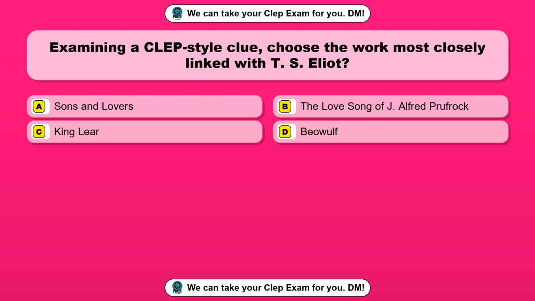Question 36. Examining a CLEP style clue, choose the work most closely linked with T.S. Eliot. Option A, Sons and Lovers. Option B, The Love Song of J. Alfred Prufrock. Option C, King Lear. Option D, Beowulf. The correct answer is option B, The Love Song of J. Alfred Prufrock.